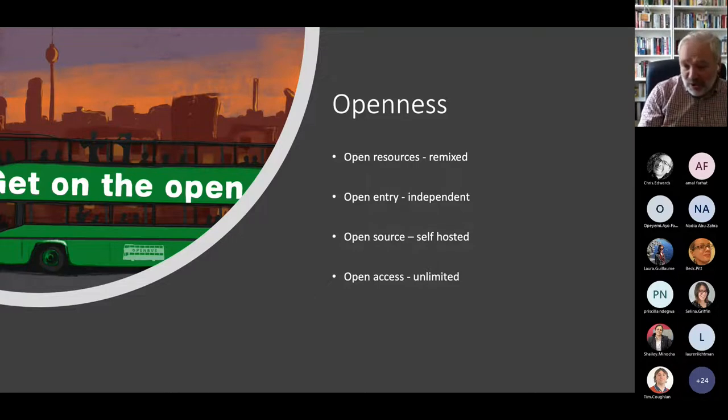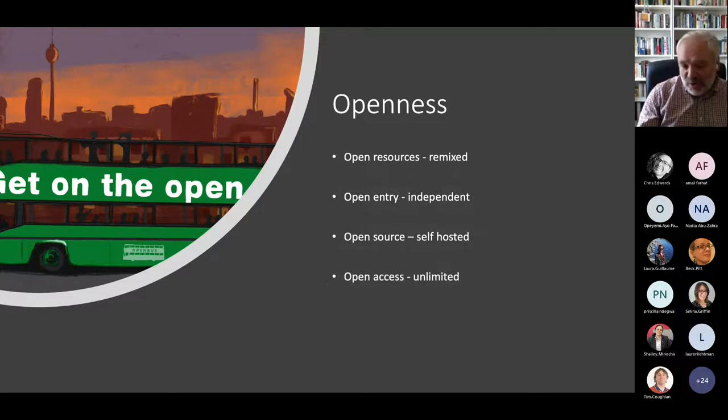At the Open University, we're open entry. We don't require students to undertake A-levels or other things to come and join and study with us. So therefore, it's independent of other systems. You can talk about open source software that's self-hosted. You don't need to rely on other providers to give it to you. And open access in terms of publications, open access in terms of data, those kind of things.